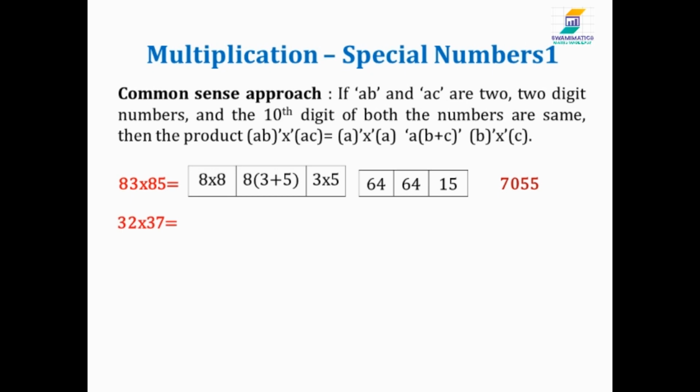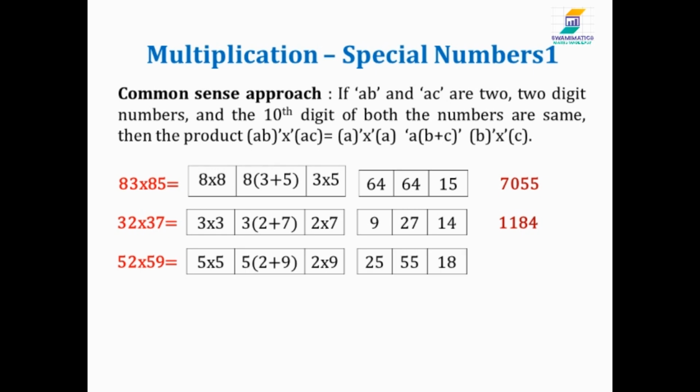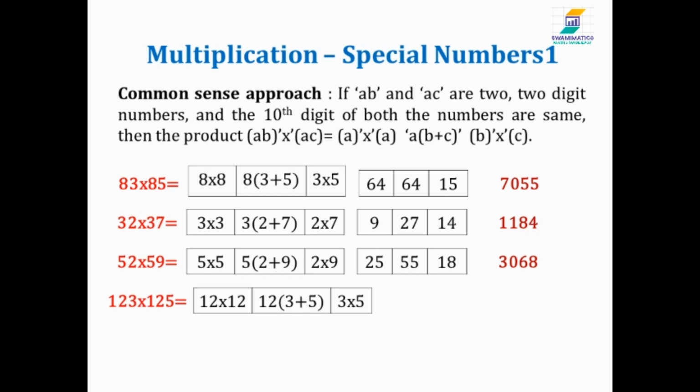32 into 37, the same method, because 2 plus 7 is 9. Now it is 9, 27, 40. So your answer is 1184. One more example. 2 plus 9 is 11. Same method, 5 into 5, 5 into 2 plus 9, 2 into 9. Right? So assembling the answer, 3068. Again, if you look at it, these are all the general method which we discussed, right? So you are able to get your answer in one line.